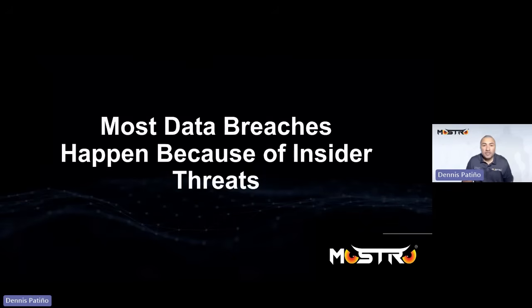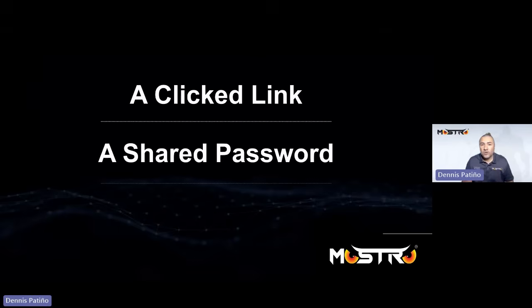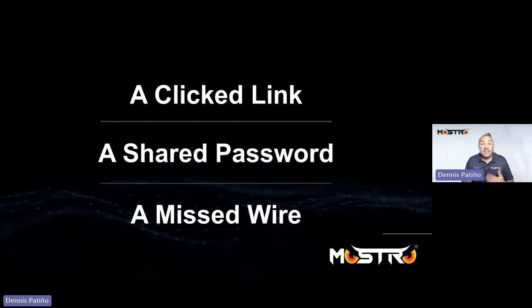So the truth is that most of these data breaches happen because of insider threats. You may be thinking, what is that? Well, someone clicked on a link, someone shared a password, or somebody misses wire information and sends it to the wrong spot. That's an insider threat. They did something that they weren't supposed to do, or they were tricked into doing it by AI.